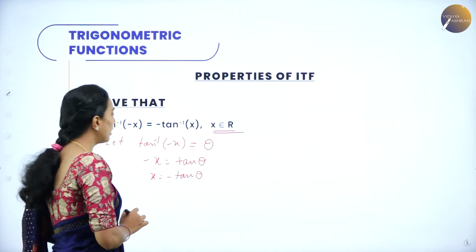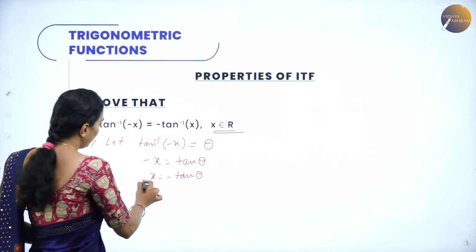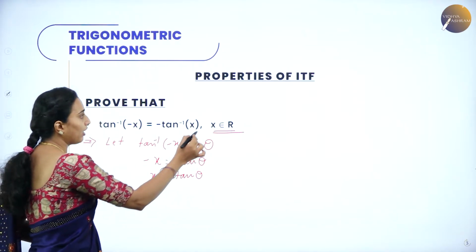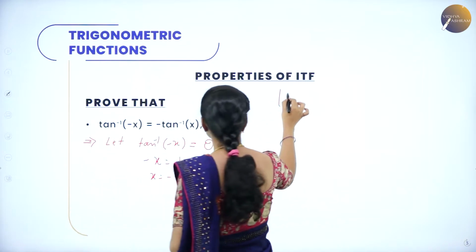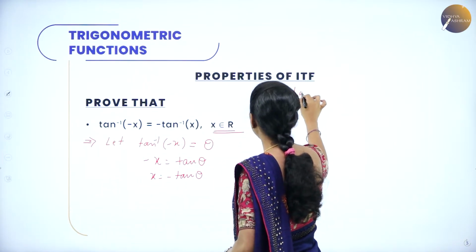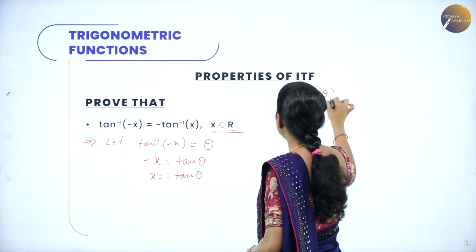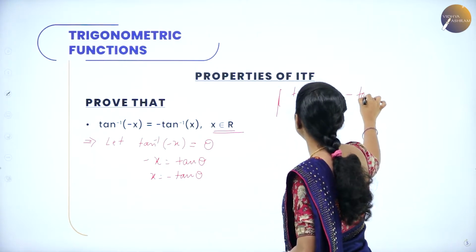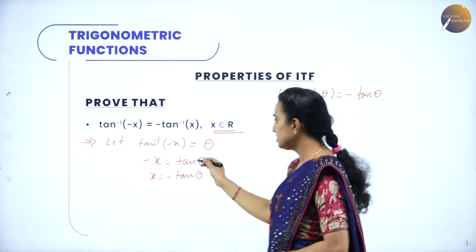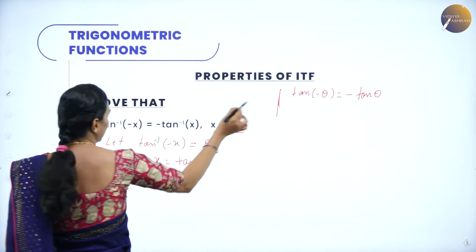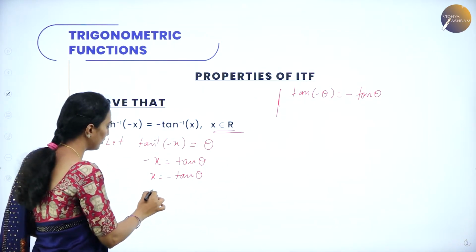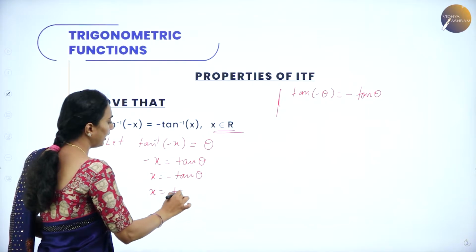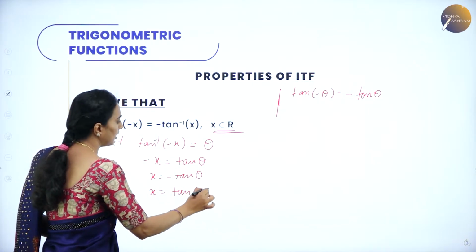Next you are going to have it as what? X will be equal to tan of minus theta. Here I am going to write tan of minus theta as minus tan theta. Same, minus tan theta can be written as tan of minus theta. So x is equal to tan of minus theta.